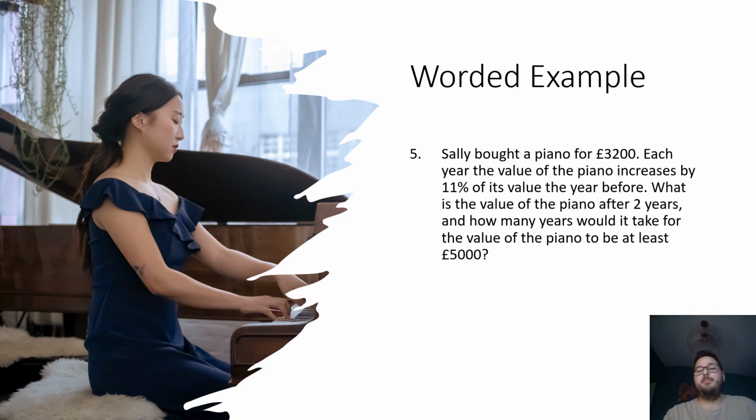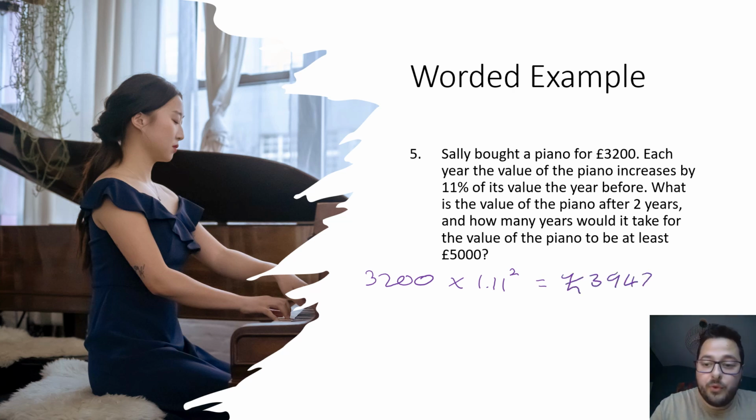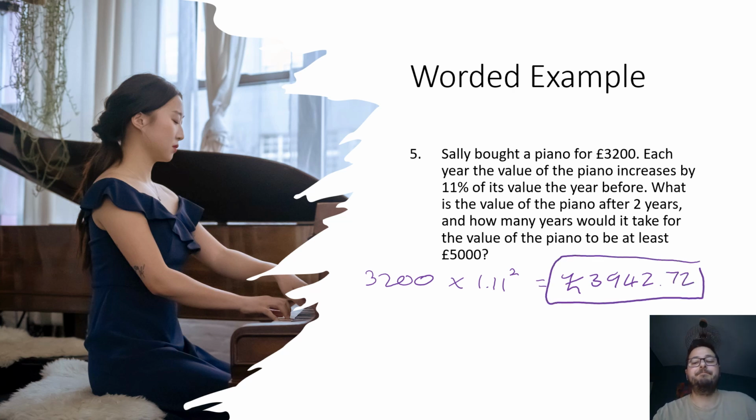What is the value of the piano after 2 years? Well, it's going to be 3,200. The multiplier, because it's 11%, it's going to be 1.11. And it's 2 years, so the power is 2. So this is 3,200 times 1.11 to the power 2, and that gives us £3,942.72. So that's the first part of the question.